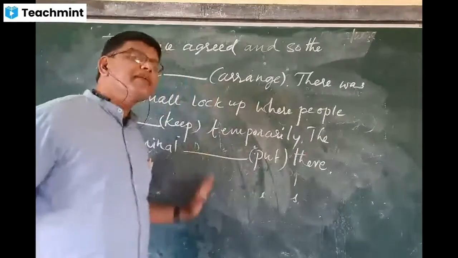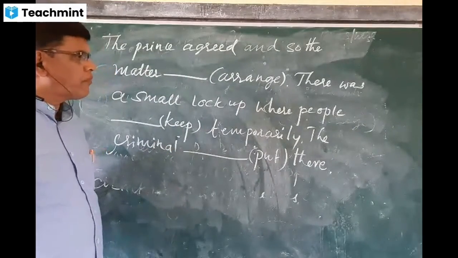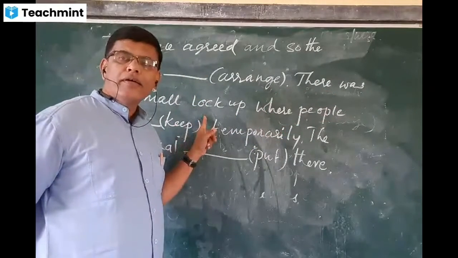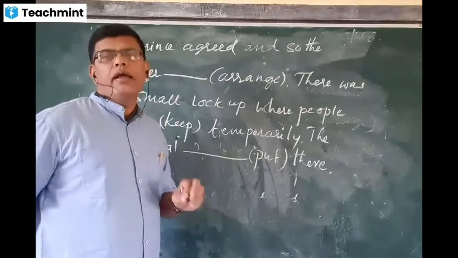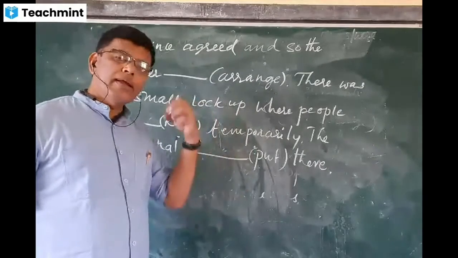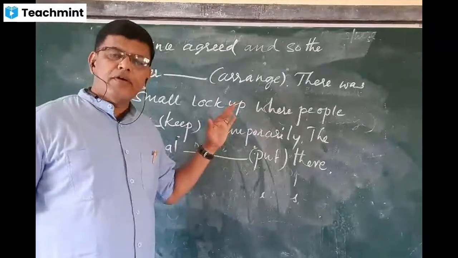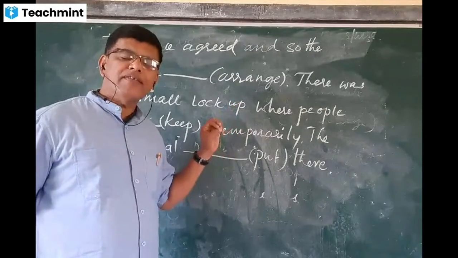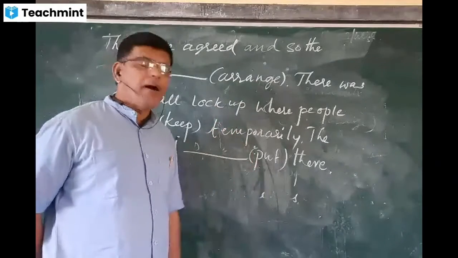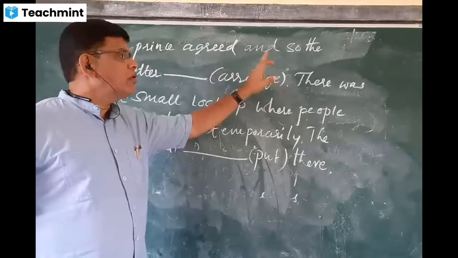Okay, then what is the tense of this passage? Can you identify the tense here? Past tense, sir. Yes, because there was a small, yes, you have a clue here. You have a clue here as to which tense this passage is in. Yes, the tense is past. So the be forms, helping verbs that we must use here, should be in the past tense. Okay, very fine. The prince agreed, and so the matter.